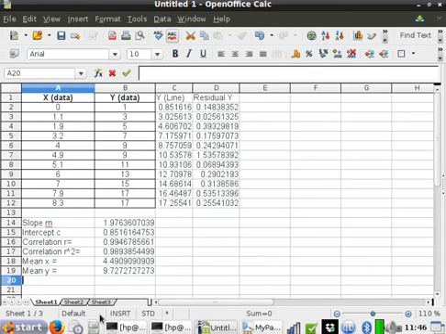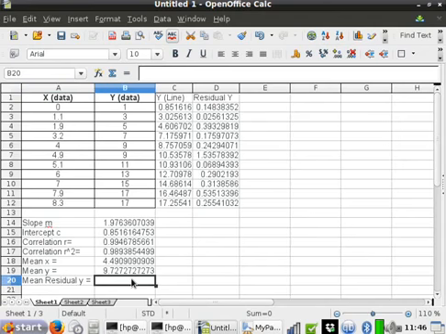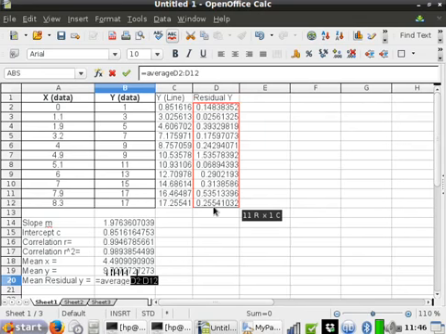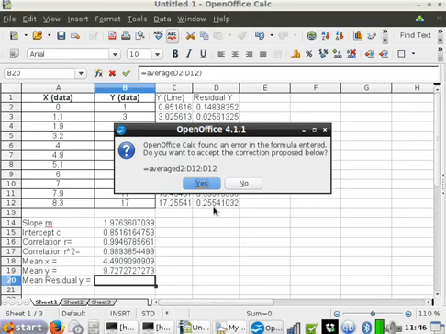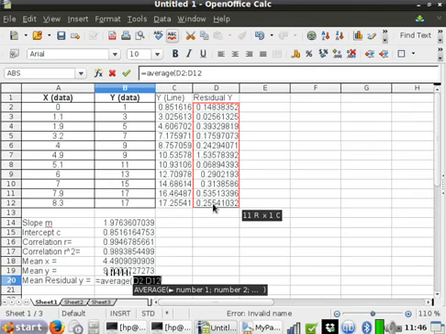Okay, what I'm going to calculate now is the mean residual for y. In other words, the average of these numbers here. Whoops, I typed it in wrong. Average bracket these numbers here.